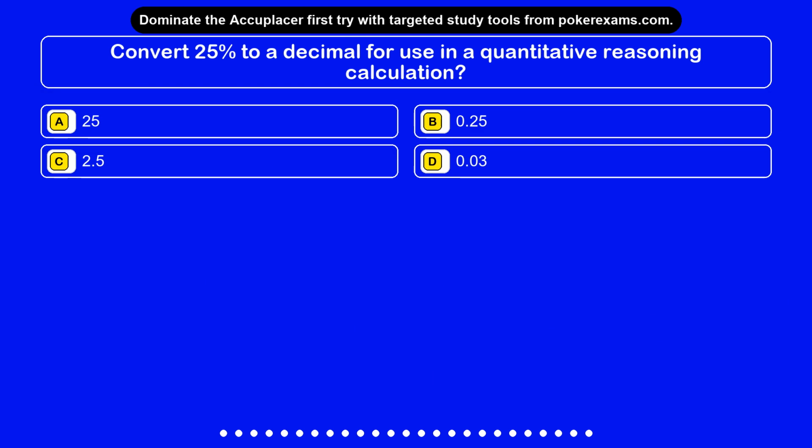Question 4. Convert 25% to a decimal for use in a quantitative reasoning calculation. Option A, 25. Option B, 0.25. Option C, 2.5. Option D, 0.03.